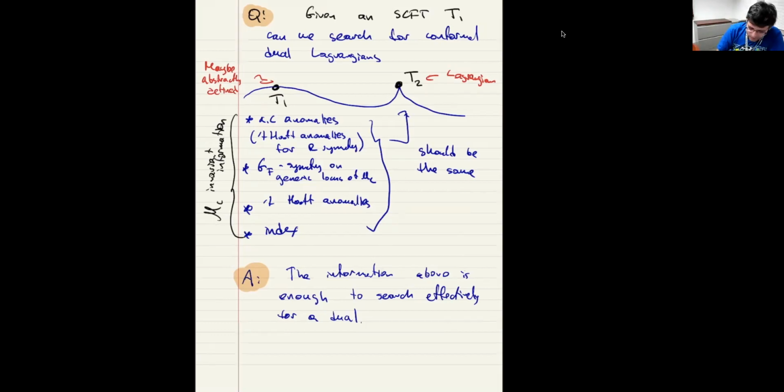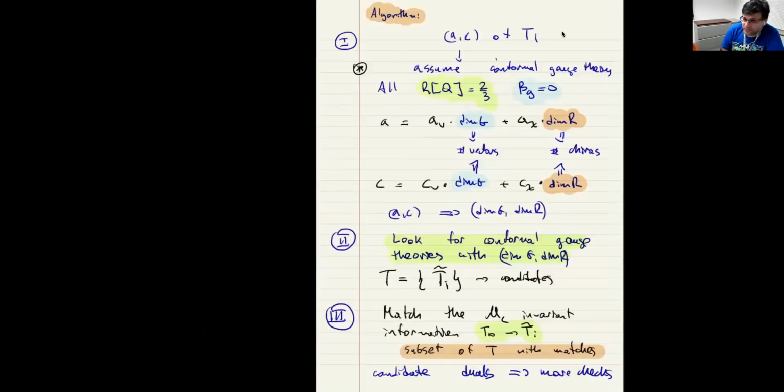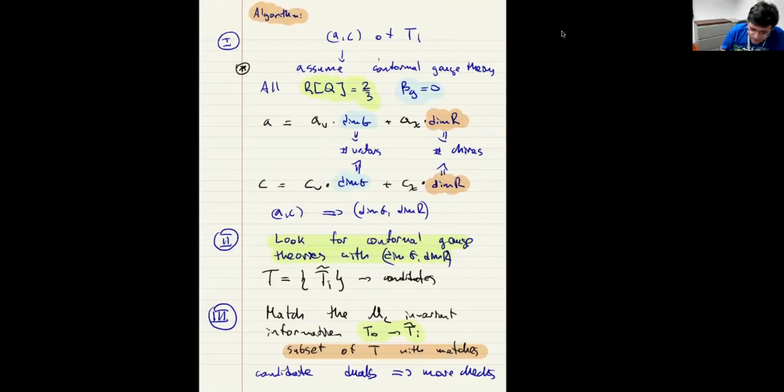Okay. So what is the algorithm? The algorithm is extremely simple. Somebody gave us this theory T1. As we demanded, the data given will include telling us what the conformal anomalies A and C are. So we know the A and C anomalies.